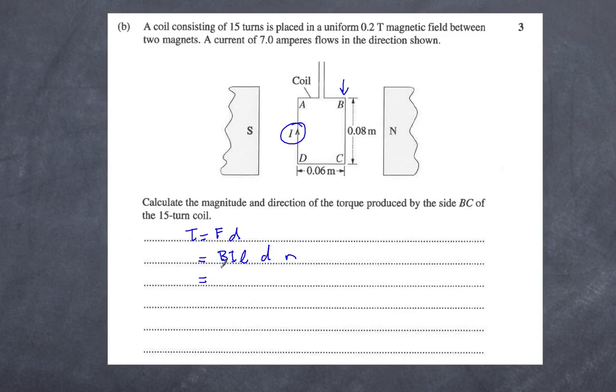So let's put everything into place now, substituting into the correct equation. B is 0.2. Notice I put brackets around it, so I separate all my values out. I is 7. L is this length, which is 0.08. D, now this is 0.06, so d here is 0.03. And then of course I have the number of turns, which is equal to 15. If I calculate that out, I get 0.0504, or really 0.05 newton meters.